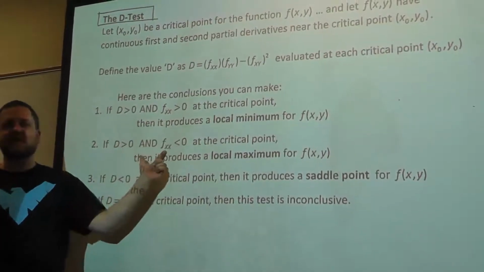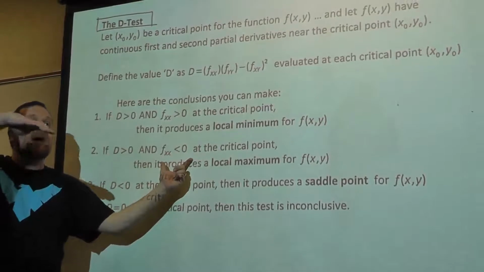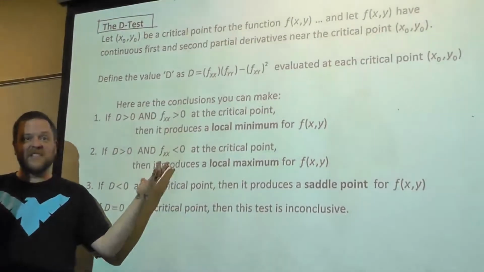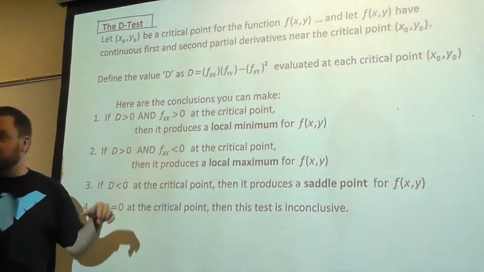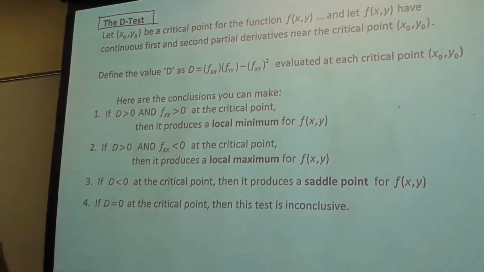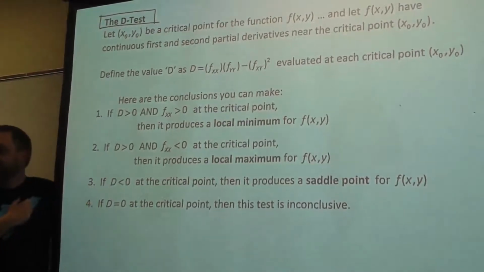If D is positive and the second partial X is negative, you're at the top of concave down. And again, you could check FYY there if you wanted to, for some reason, if it's easier to check. Just as long as you're concave down in one of those directions, then you have a local max. The only time you get a saddle point is if D goes negative.